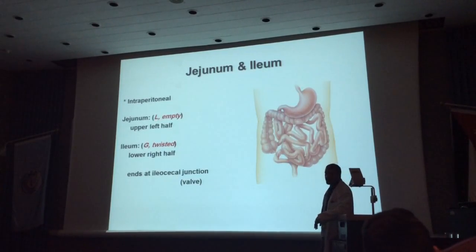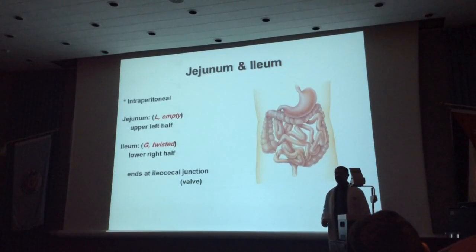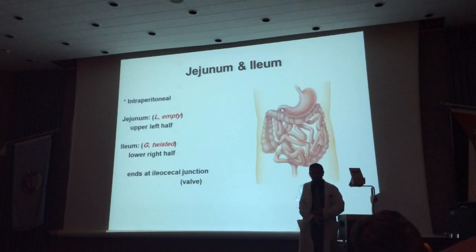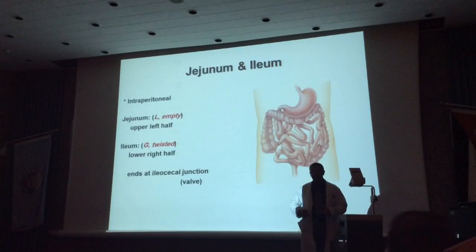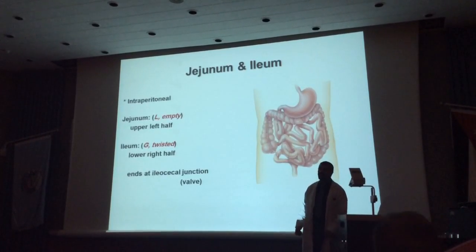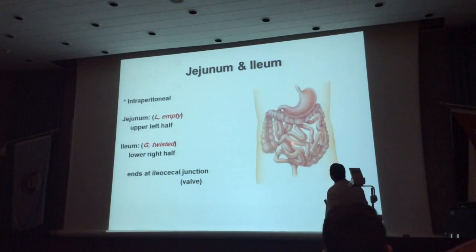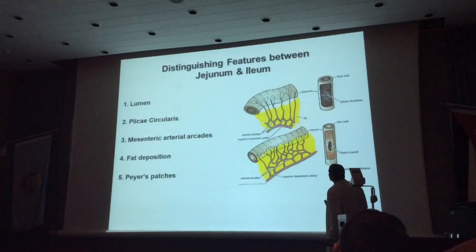Why twisted? Because it's very long. The jejunum is only one meter long, but the ileum is two meters. Imagine the same distance: here you are twisting the jejunum of only 1 meter, but here the ileum is a 2 meter tube. You twist it in the same distance, so it should be double the twisting of the jejunum. That's why they call it the ileum. Okay? Jejunum, ileum, then the ileocecal junction, or valve. Distinguishing features between them in anatomy, you can read in your book.